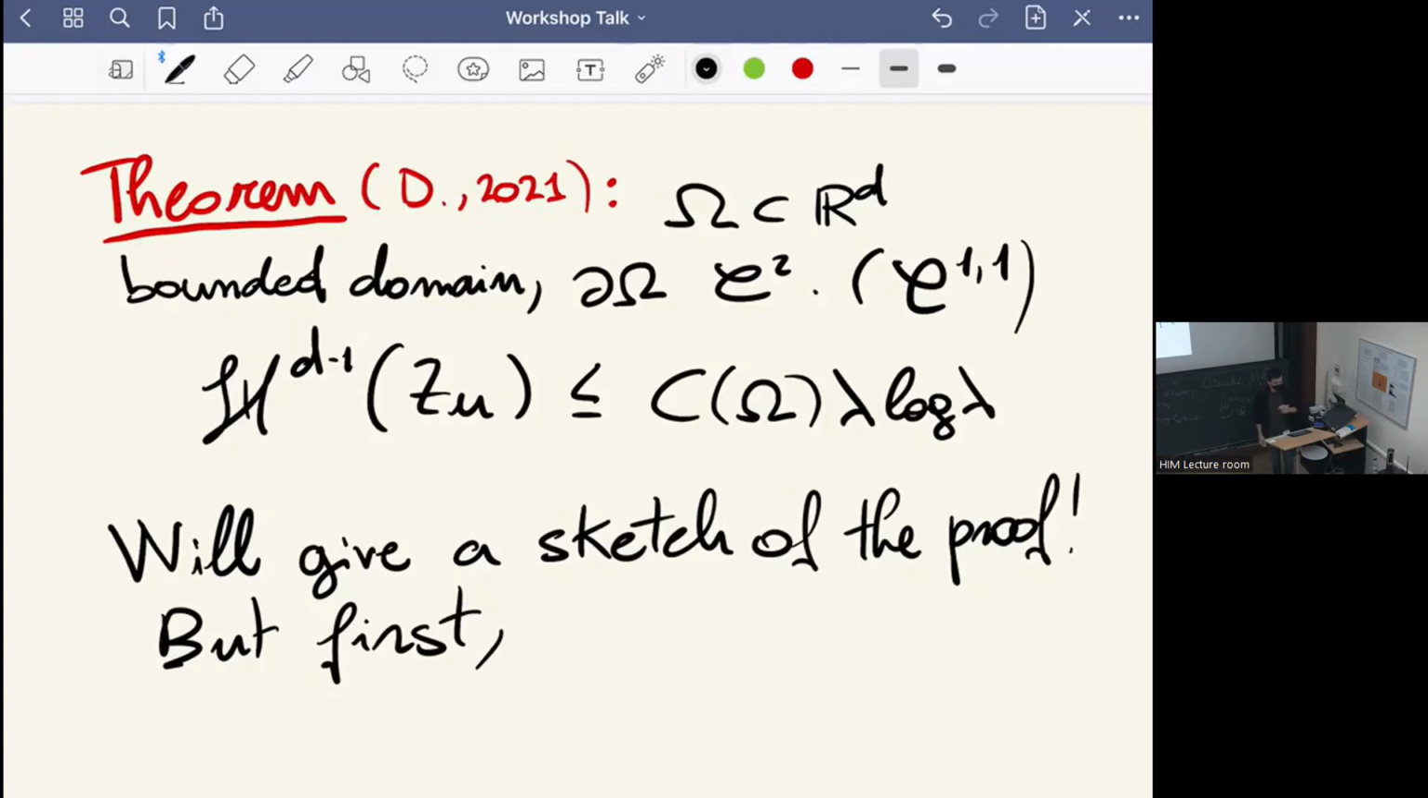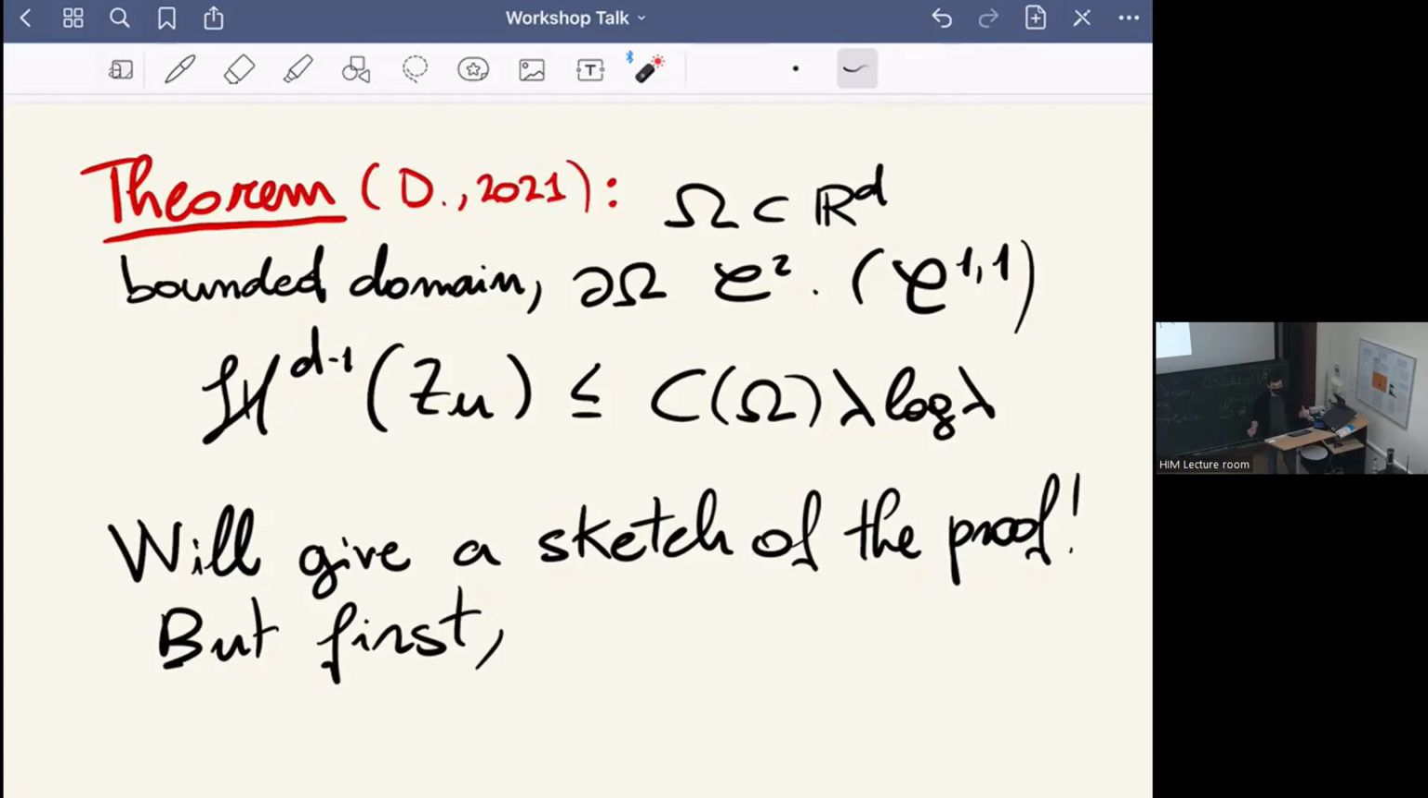Exactly. What I can prove is that I can get very close to the conjecturally sharp upper bound, up to a log. So I can prove that the (d-1)-dimensional Hausdorff measure of the zero set is bounded by a constant that depends only on the domain times lambda log lambda. I would like to get rid of this log, but I don't know how to do it. I would say I'd give an almost fairly complete sketch of the proof if I manage to.